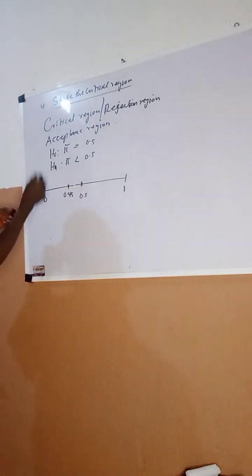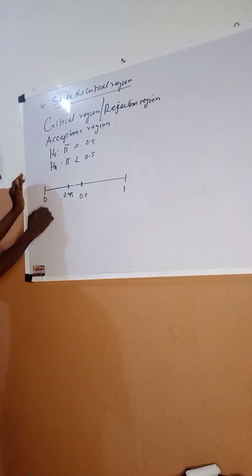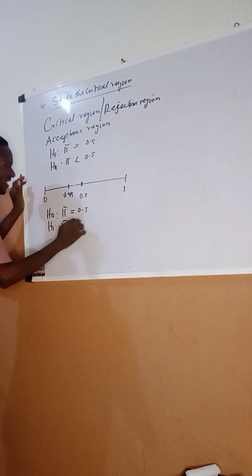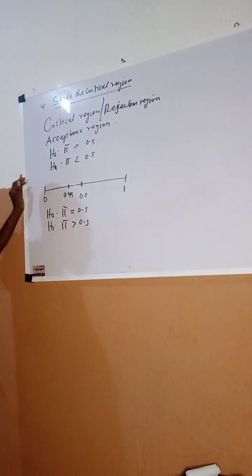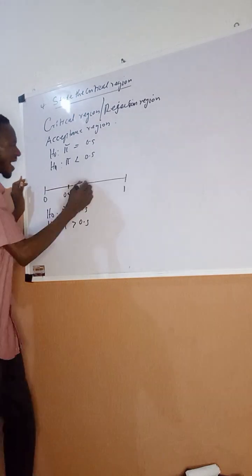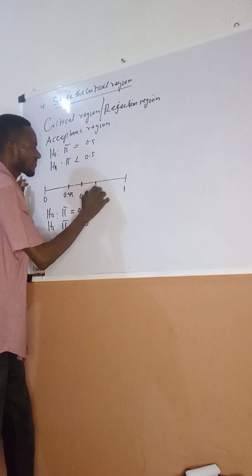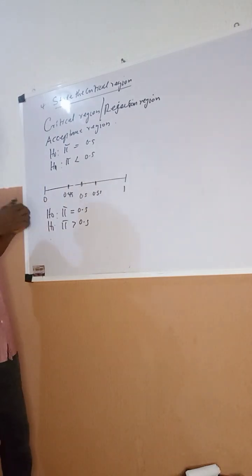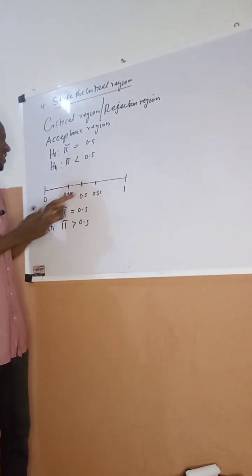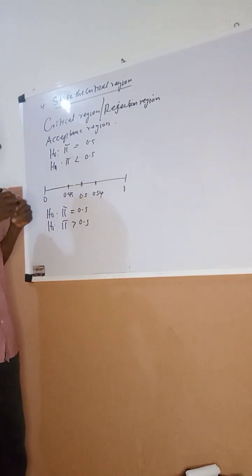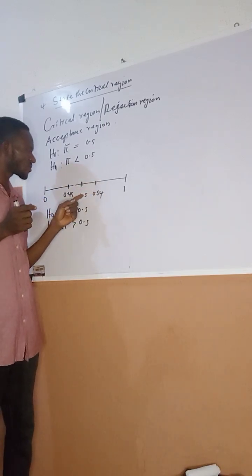But then if you are talking about H subscript 0, that pi equals 0.5, against the alternative H subscript 1, that pi is greater than 0.5, in that case, you might come here and make a line and you have 0.55, or let me say 0.54. This value now is very close to this 0.5.